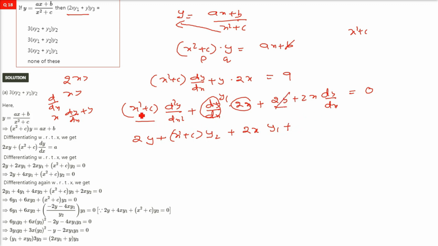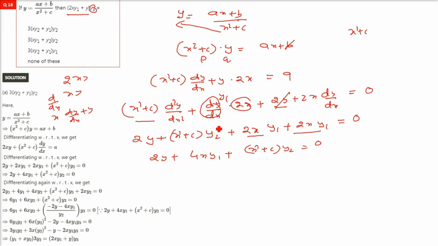This we have already done. 2x dy by dx, you can write it as 2x into y1, and everything on the right hand side is 0, because differentiation of a we have already done and it is 0. So we have a 0 here. This is an expansion. Now just add these two, whichever are possible: 2y into x square plus c into y2, and 2x y1 plus 2x y1 is 4x y1.